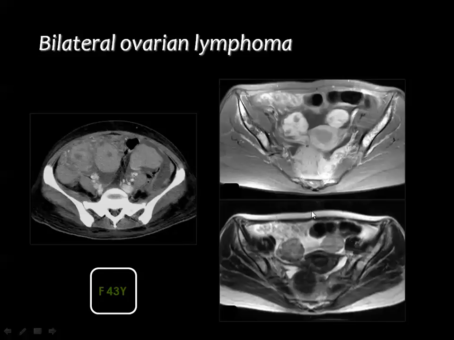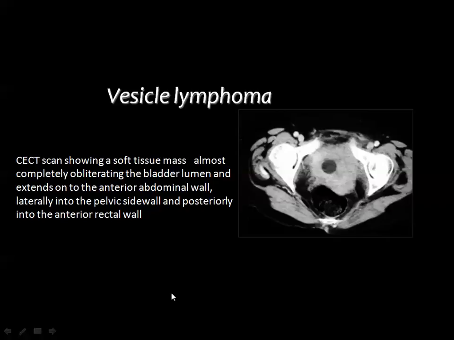And this is the T2 weighted image. You see the two ovarian masses. And then the T1 post contrast with fat suppression. You can see the enhancement. This is almost similar to the Krukenberg metastatic ovarian tumors.